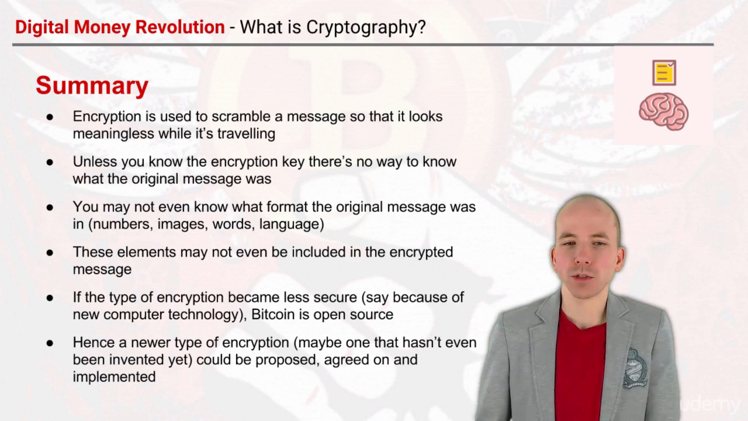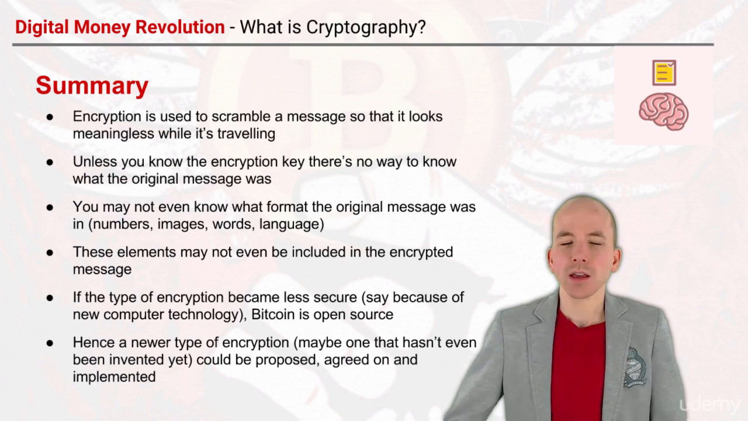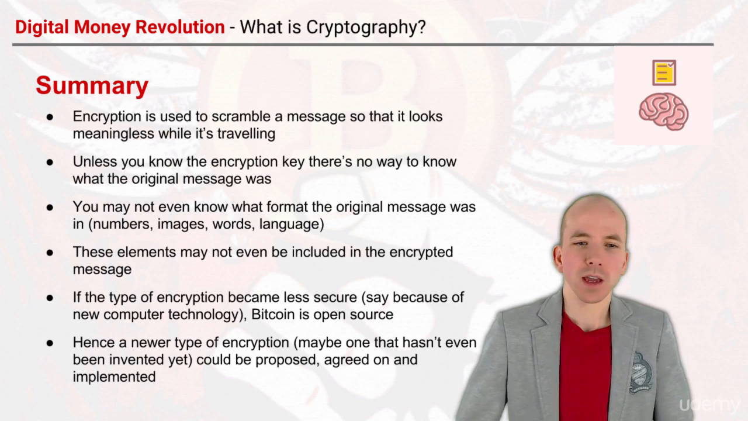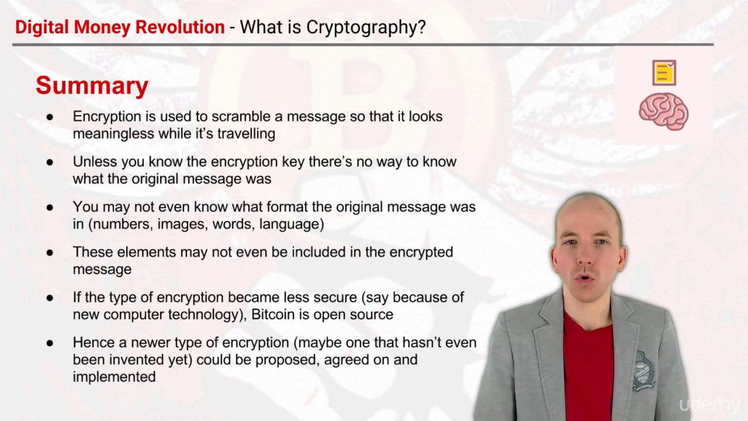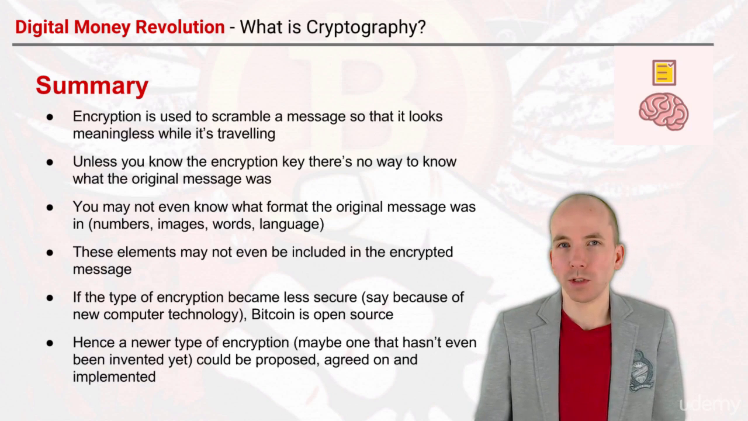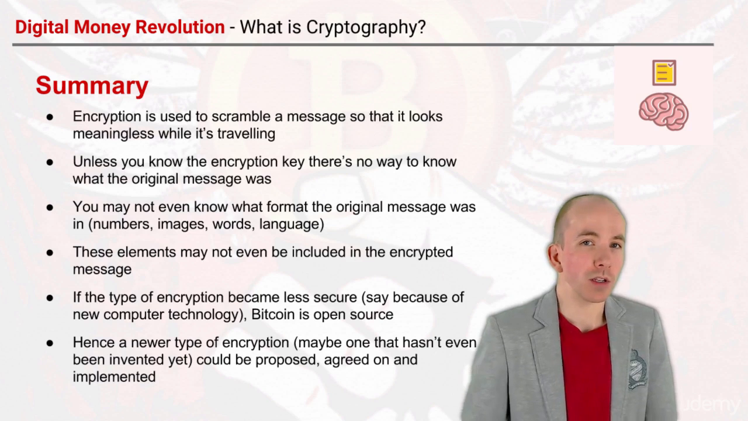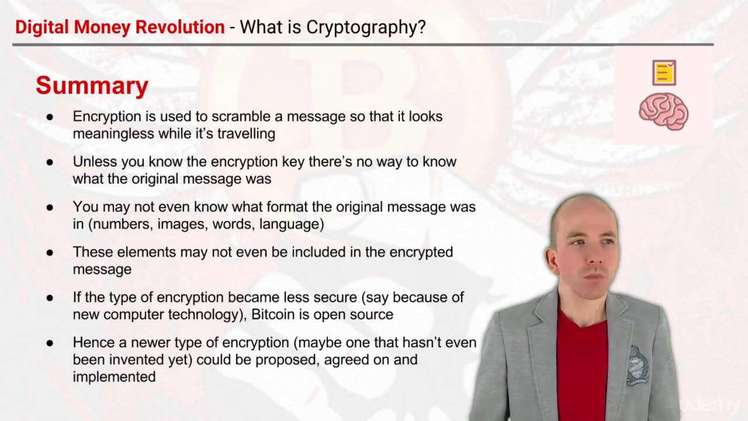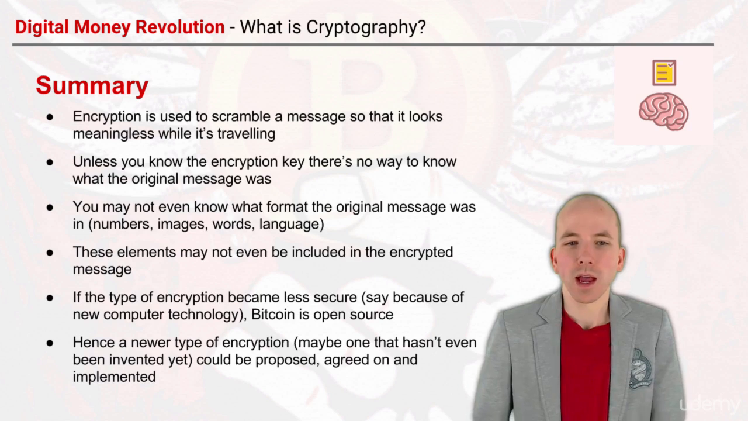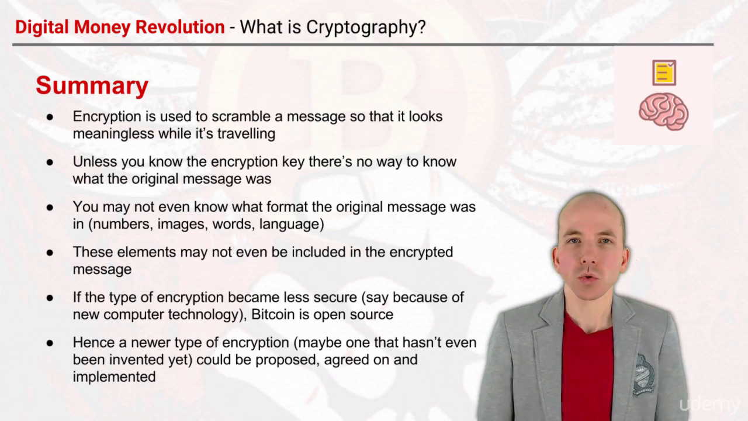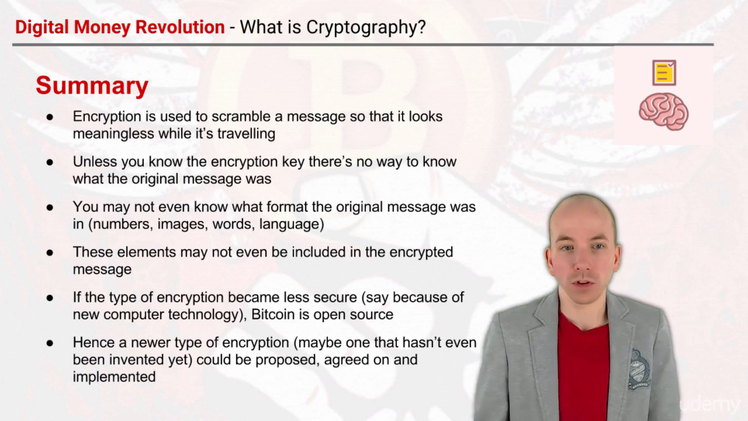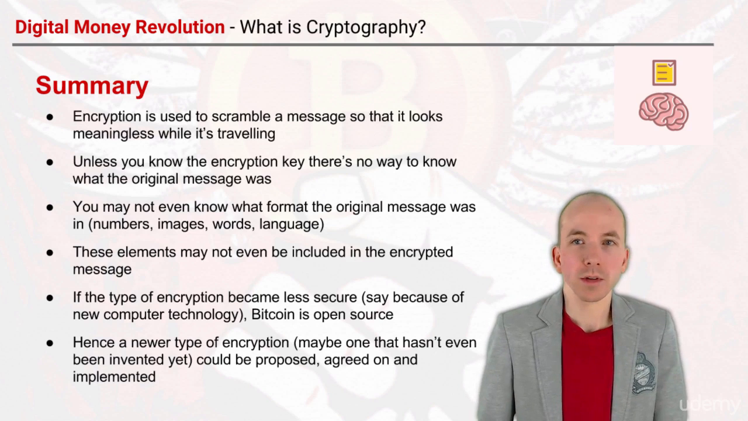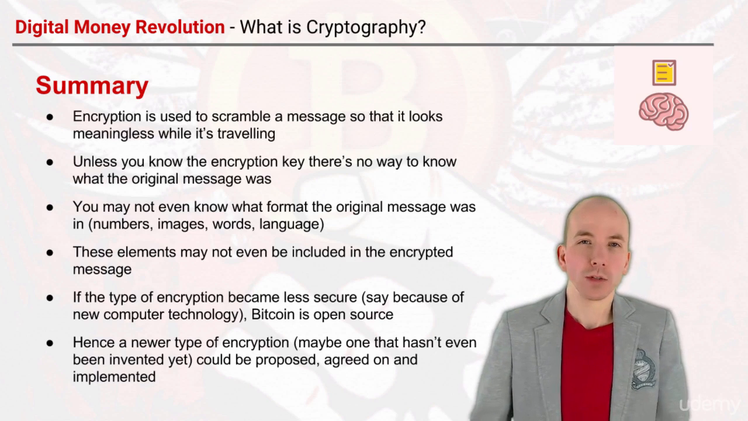And finally, if the type of encryption becomes less secure for some reason, say as technology moves on, some new computer technology becomes available that can potentially attack or beat the encryption that Bitcoin uses. Well, Bitcoin is open source, so we could just get a newer type of encryption and propose it to the network, agree on it, and then implement it. So in the future, when that new piece of computing technology is created, the one that might break the Bitcoin encryption, by that time there'll be new encryption methods.